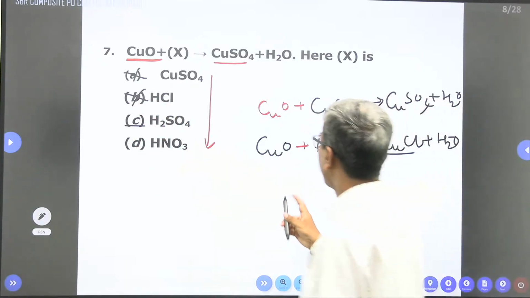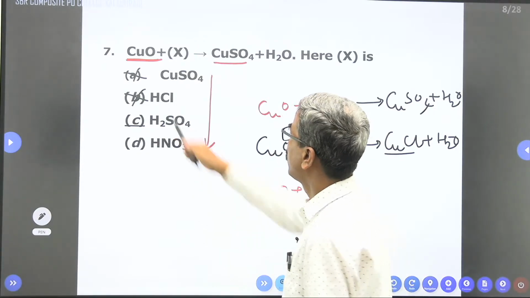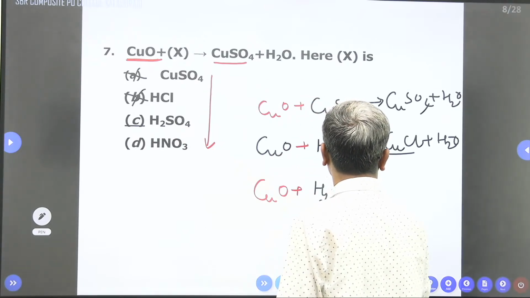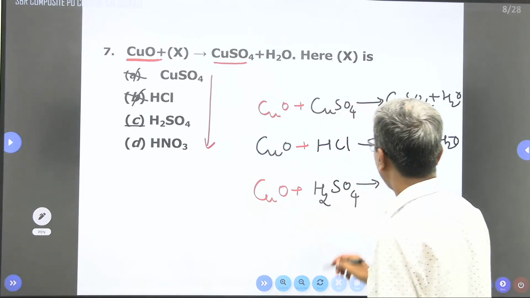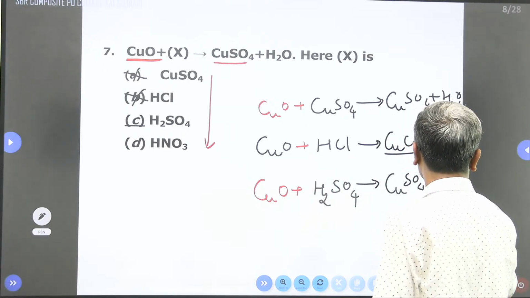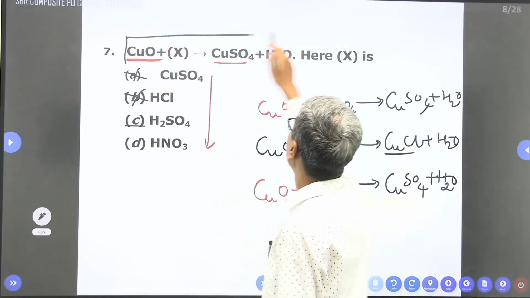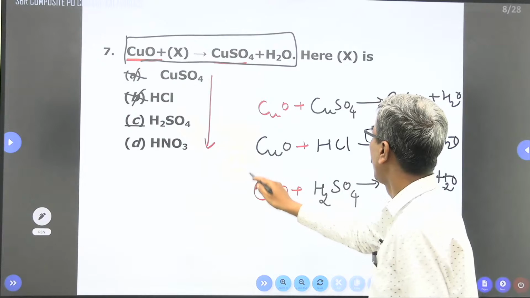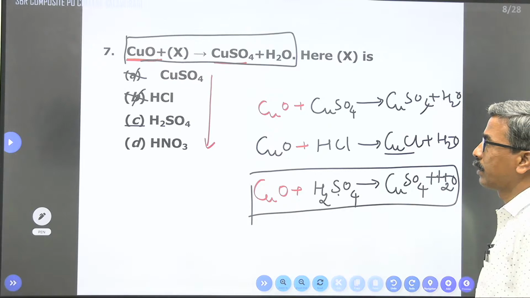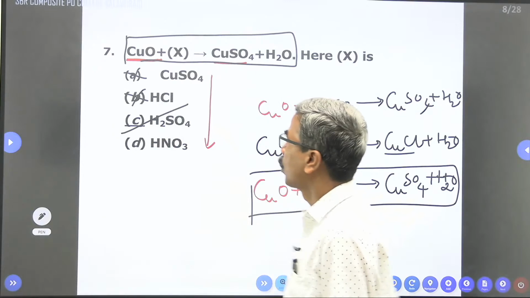Next, I'll go with another one, copper oxide plus option C, which is sulfuric acid. If I am reacting it with sulfuric acid, then it forms CuSO4 plus H2O. Now you can see in this one, whatever equation is given and whatever I have written, both are the same. In the place of X, what you got is sulfuric acid. So based on that, for question number 7, C is the correct option.